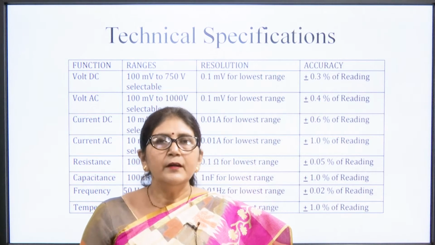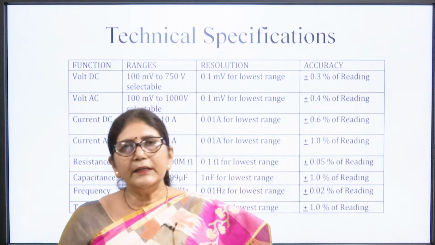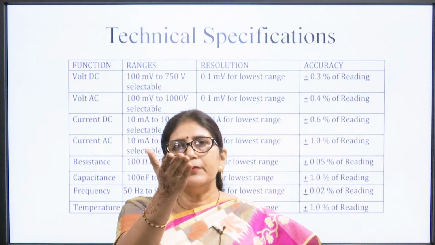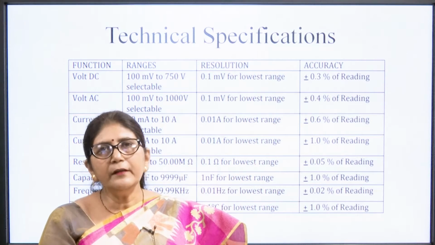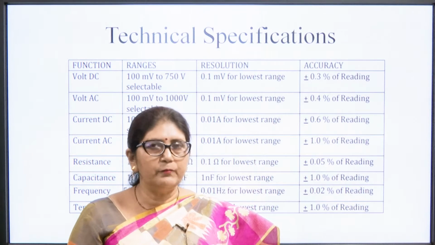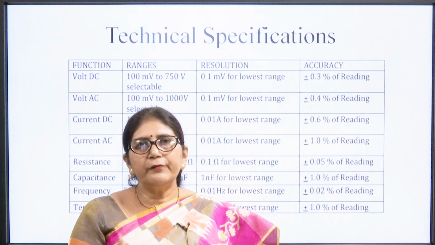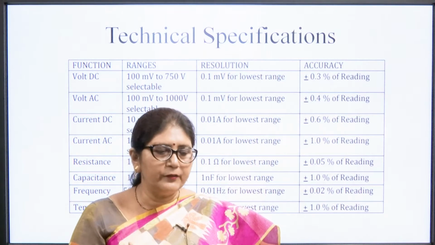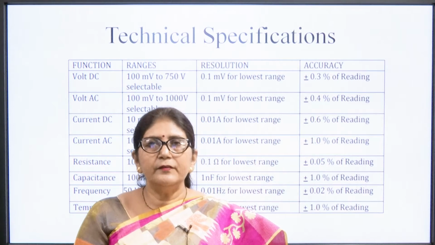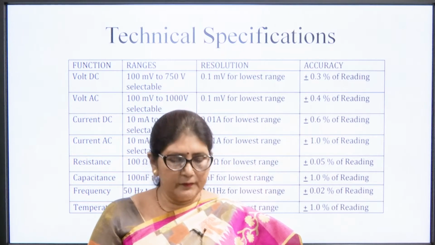Similarly, we can measure AC voltage, and we can measure DC current, and the range is given. Here, for DC current, 10 milliampere to 10 ampere we can measure, and the resolution is given. Every manufacturer who manufactures any instrument always provides the technical specification for that instrument. Similarly with the digital multimeter, they provide what capacitance value we can measure, what frequency we can measure, and so many things are given.